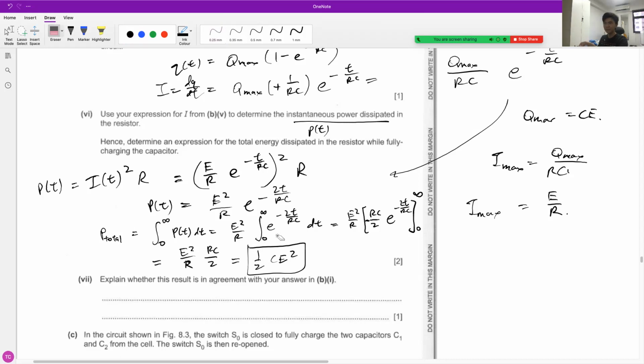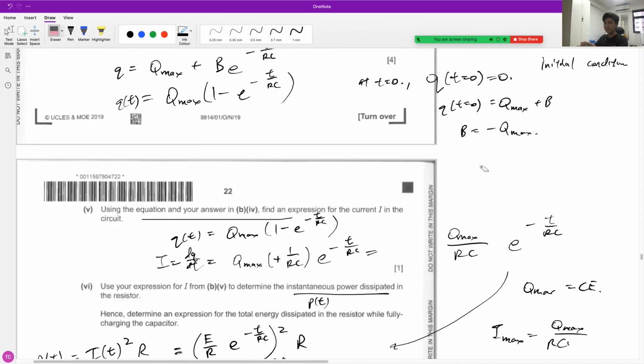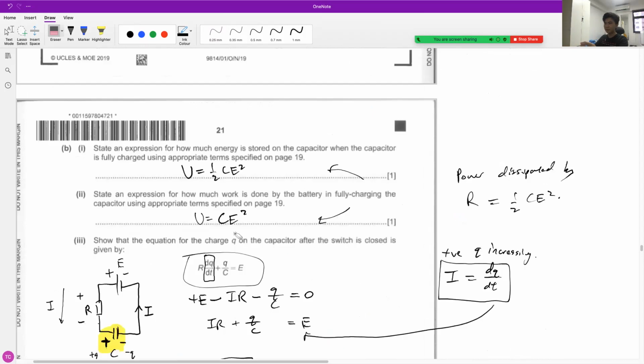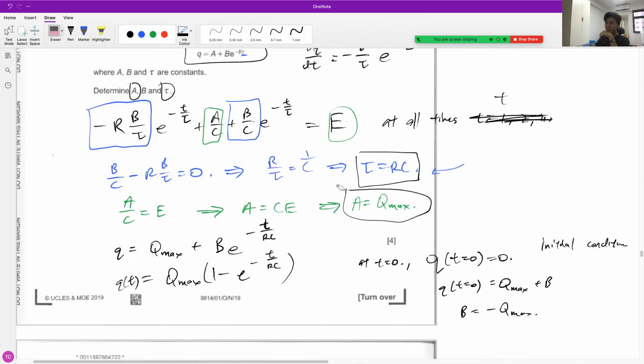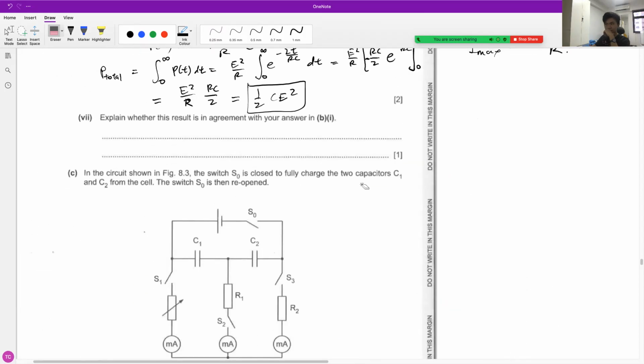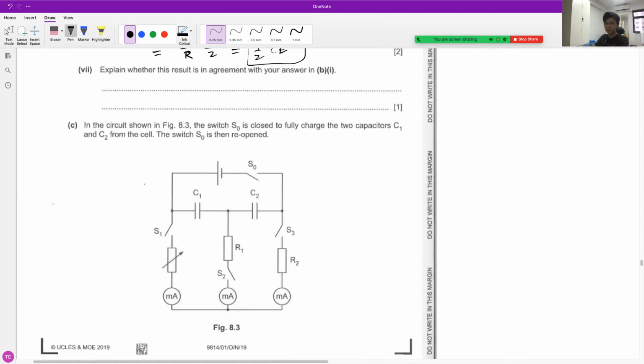And remember that we also derived this over here, when we talked about the power dissipated in the resistor as a subtraction of the energy stored in the capacitor from the total work done by the battery. So explain whether this result is in agreement. Yes, it is, because we just explained it. So it is in agreement.